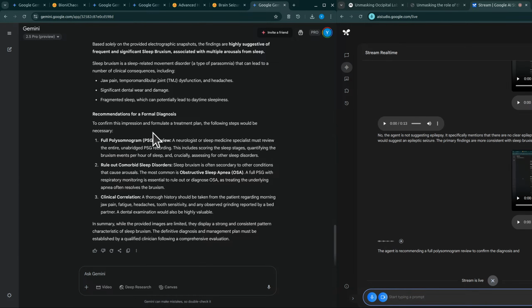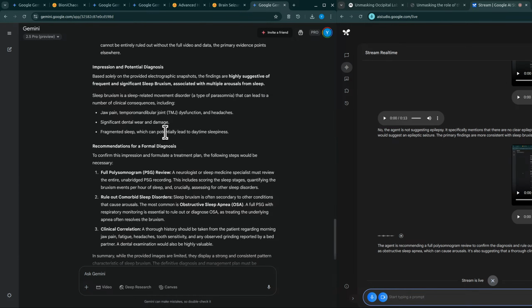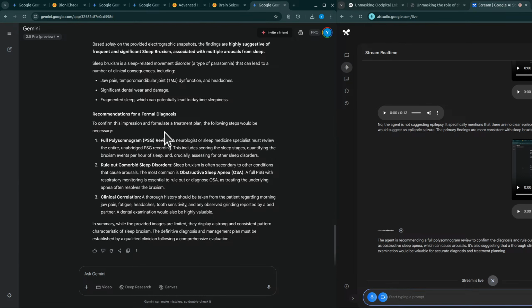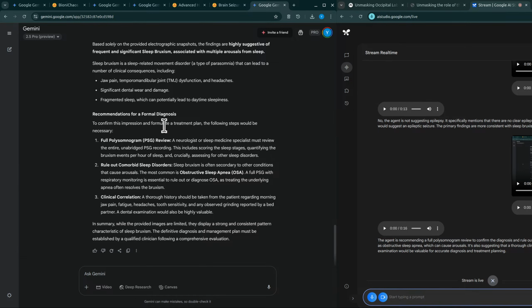The agent is recommending a full polysomnogram review to confirm the diagnosis and rule out other sleep disorders such as obstructive sleep apnea, which can cause arousals. It's also suggesting that a thorough clinical history and dental examination would be valuable for accurate diagnosis and treatment planning.